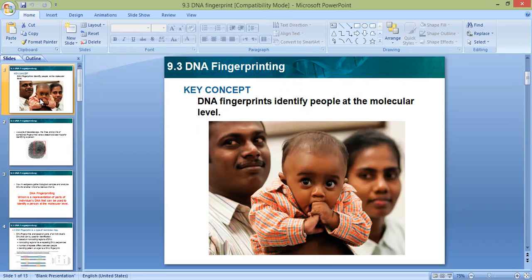A molecule of DNA that you cannot see with your eyes. Okay, do you understand? At a much smaller level, which is DNA. You understand what that means? Yes. So DNA fingerprinting is a technique that is used to identify people at the molecular level.